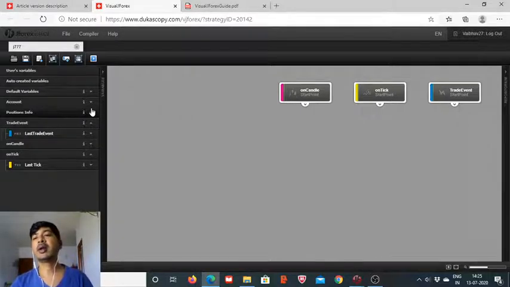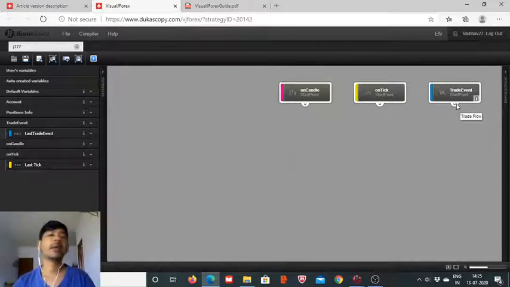Trade event is a different start point from on candle and on tick. Instead of relying on the candle data or the tick data, it will simply check on the event, the message or the trade. Whenever a particular trade or particular position is open, we will have this start point of trade event coming into play.